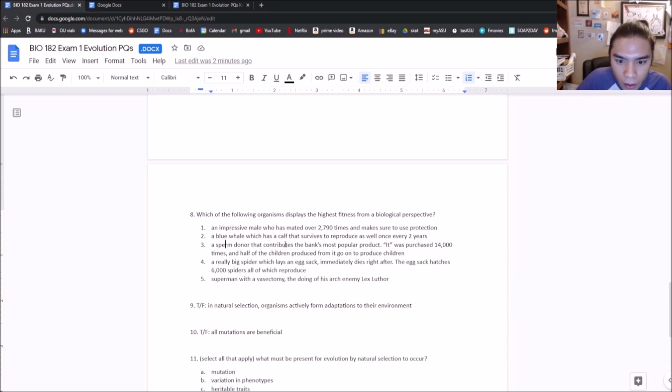A sperm donor that contributes to a bank's most popular product. It was purchased 14,000 times, and half of the children produced from it go on to produce children themselves. Well, that's high, right? If half of the donor's biological children are reproducing themselves, that means there's 7,000 for one. That's a lot. Okay, a really big spider which lays an egg sac.